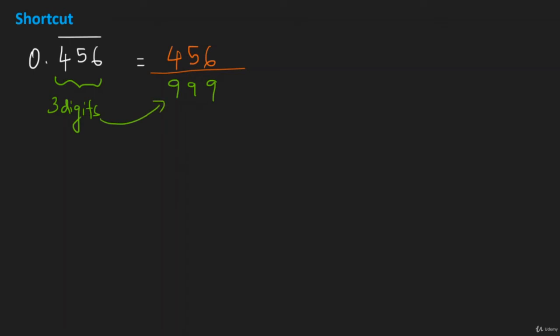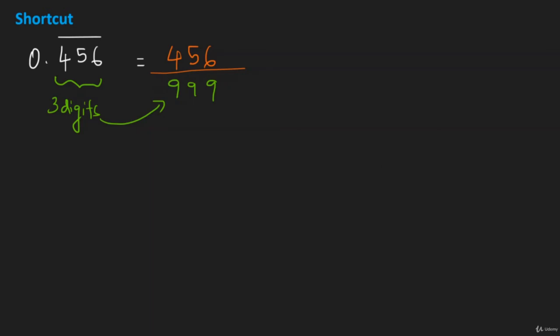So you have 3 digits over here. That's why you have 3 nines over here. All the decimal section is getting repeated. So you write the whole decimal places in the numerator. So 0.456 with a bar is equal to 456 by 999.